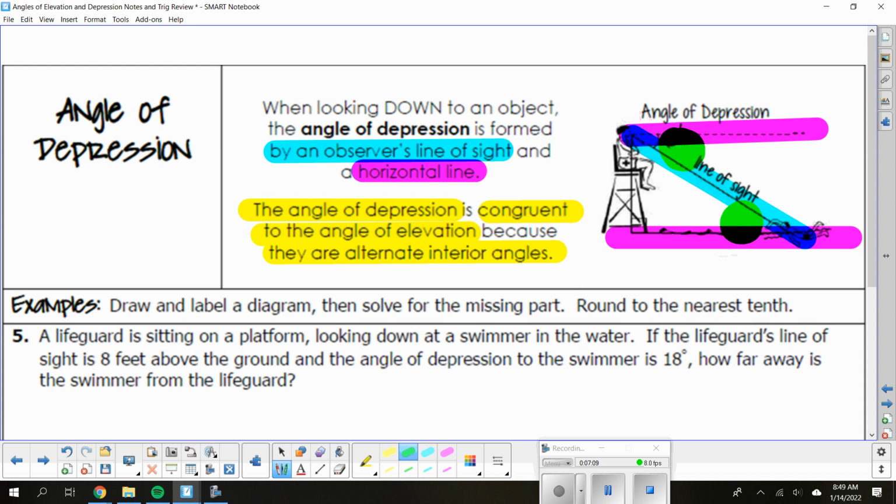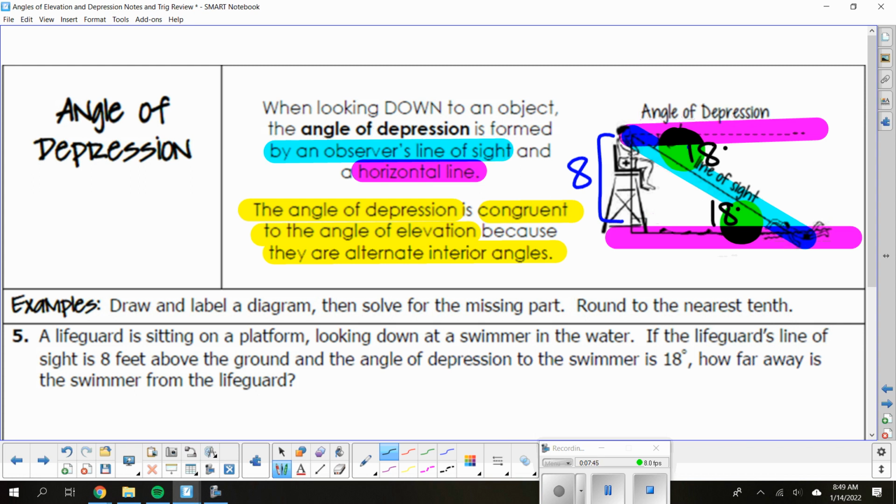A lifeguard is sitting on a platform looking down at a swimmer in the water. I can change that to say a swimmer in the water is looking up at a lifeguard on the platform. So now I'm at an angle of elevation. If the lifeguard's line of sight is 8 feet above the ground, that's telling me my lifeguard is 8 feet up here, and the angle of depression to the swimmer is 18 degrees. I can transform that to say the angle of elevation to the lifeguard is 18. These are congruent, so I have an 18 here, and they also would have an 18 out here.